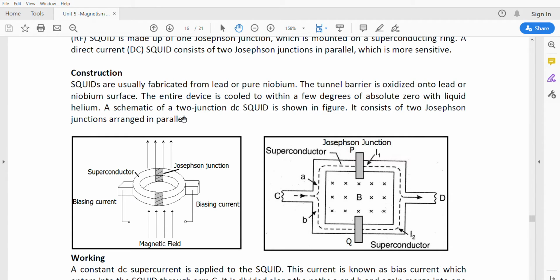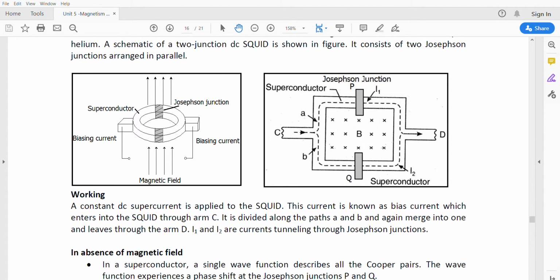A schematic of a two-junction DC SQUID is shown in the figure. It consists of two Josephson junctions arranged in parallel. Here the two junctions are arranged in parallel. What will happen? We are supplying some current here. That current is said to be the biasing current. This total superconductor is formed in the form of a ring to develop a loop. Here two junctions are developed using a thin insulating material. So the working can be understood from this diagram.